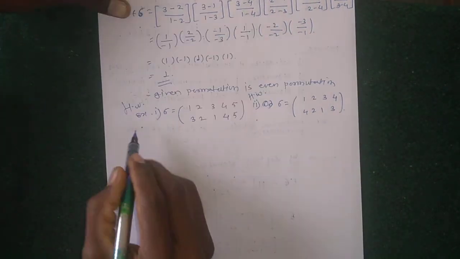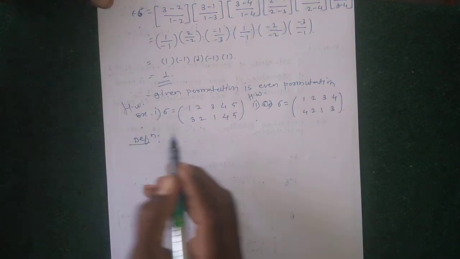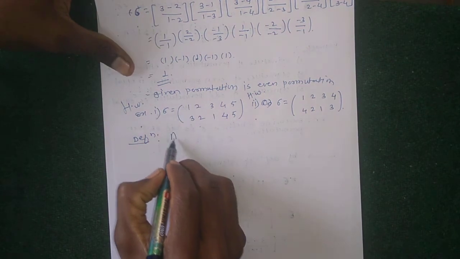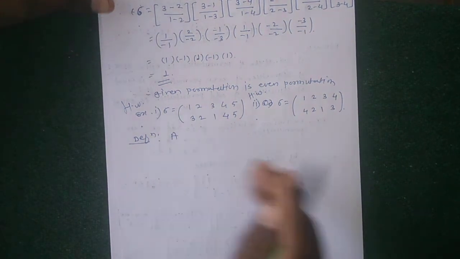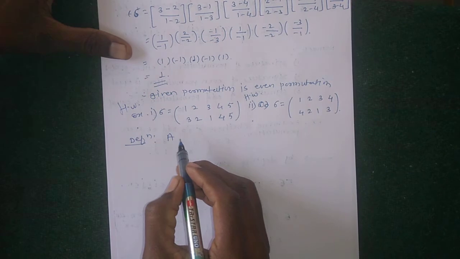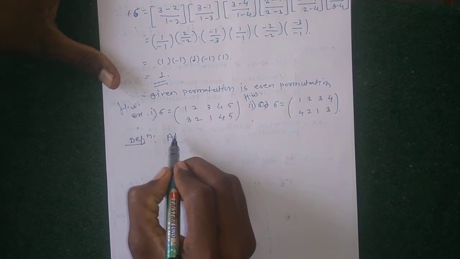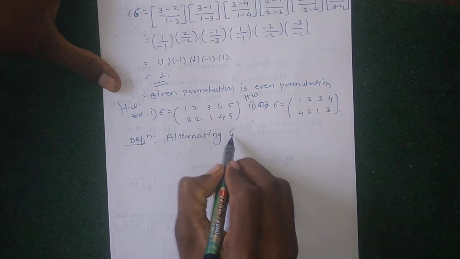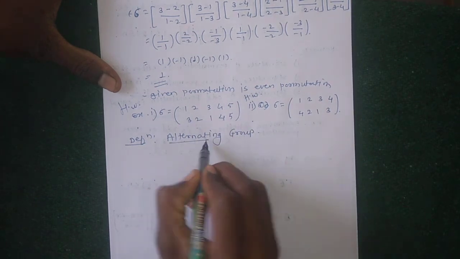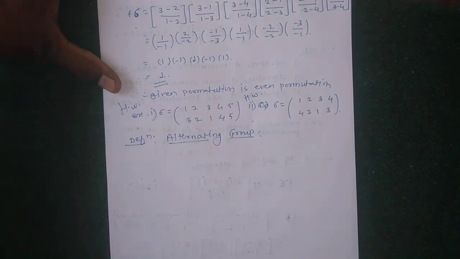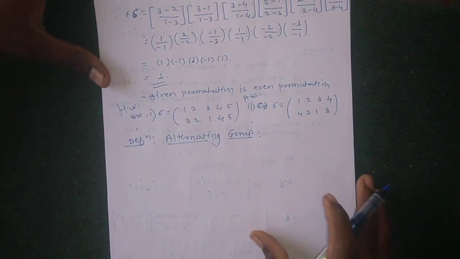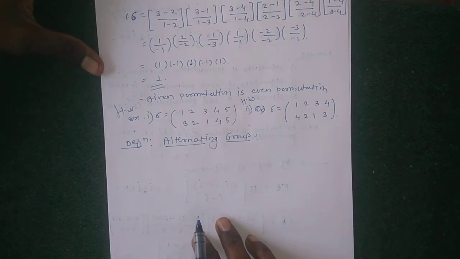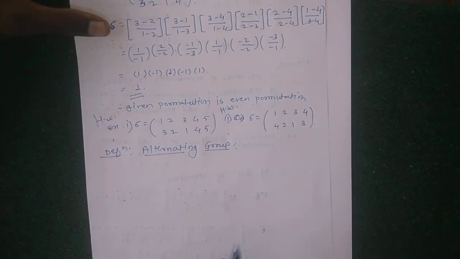Okay, next definition is alternating group. An alternating group is a subset of the symmetric group. Alternating group means the set which contains even permutations, the set which contains even permutations in Sn.